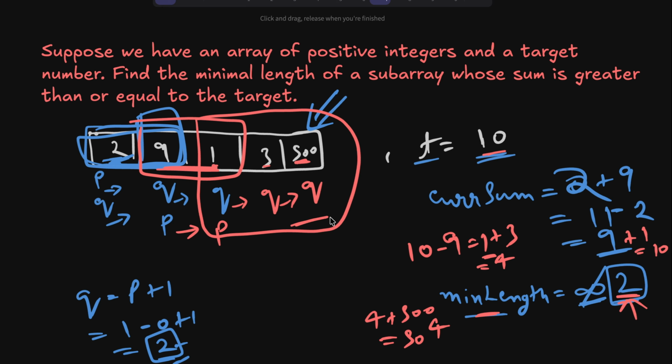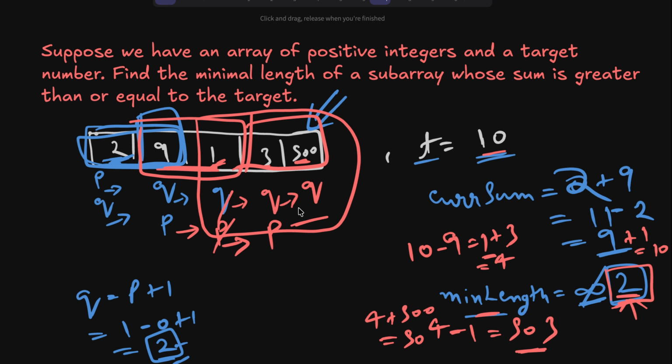So now that I have a valid window here, I will try to find a valid window that is smaller than this. So I will keep on shifting p now. So p will come here, right? P is no longer here. So I will take the 1 and I will subtract from 504. It will become 503. It is still valid, right? And the new window is 3 and 500. That is the length of 2. So there is nothing to update because they are the same, right?